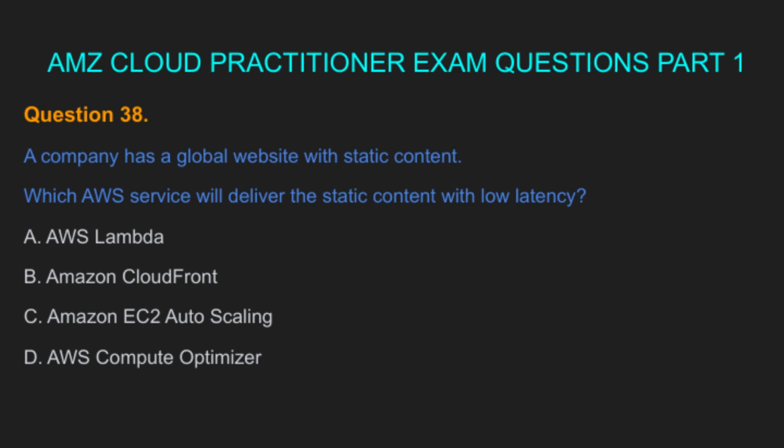Question 38. A company has a global website with static content. Which AWS service will deliver the static content with low latency? A. AWS Lambda. B. Amazon CloudFront. C. Amazon EC2 Auto Scaling. D. AWS Compute Optimizer. The answer is B. Amazon CloudFront is a content delivery network, CDN, service that caches content at edge locations around the world, which helps to reduce latency by serving content from the edge location closest to the user.